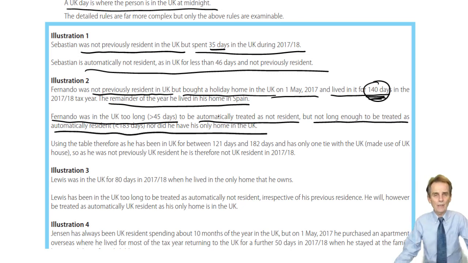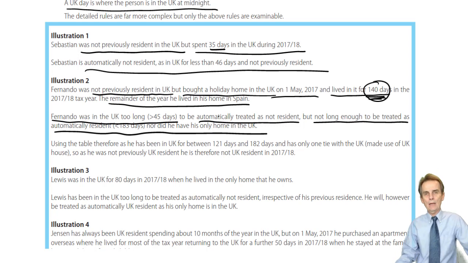And as we said, nor did he have his only home in the UK, otherwise that would have made him automatically UK resident. So we've ticked that off as not being applicable. He isn't automatically not UK resident. He isn't automatically UK resident. So now it's a question of looking at how many days he was in the UK and how many ties he had within the UK.